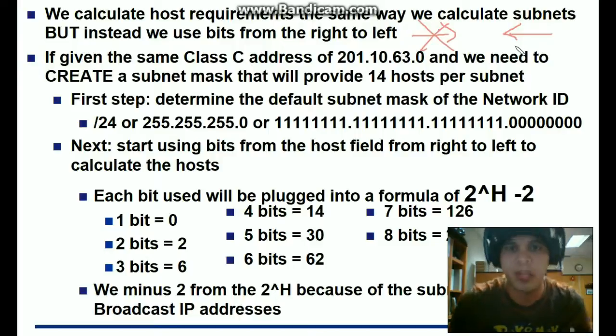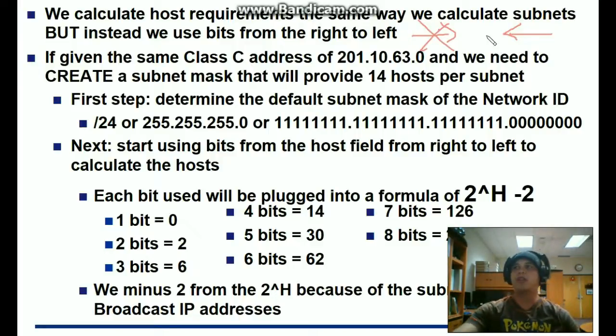and host bits are represented with zeros, right? Networking bits are 1, host bits are zeros. So we do the same thing. That is our Class C address that we are given, and our requirement is 14 hosts per subnet.